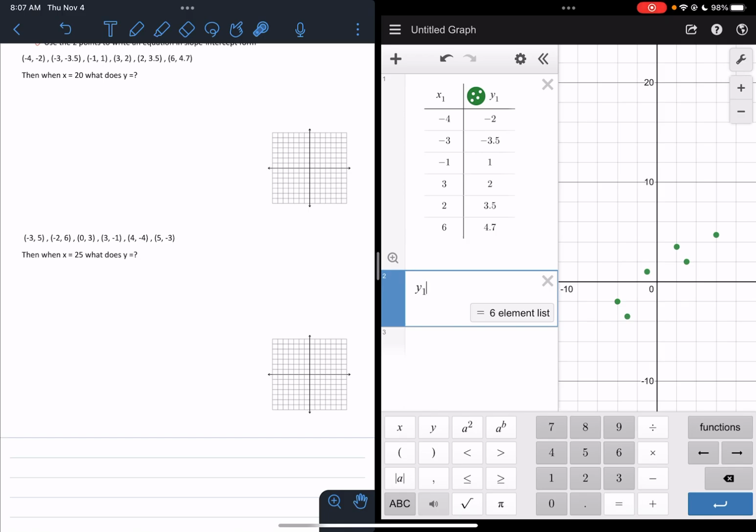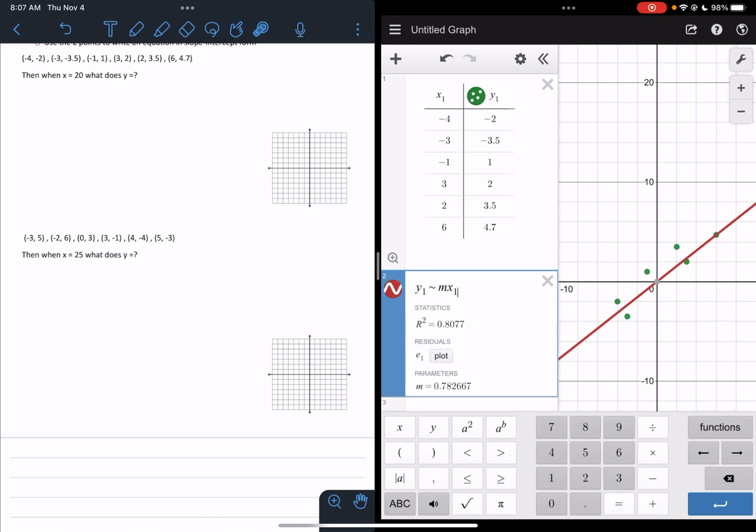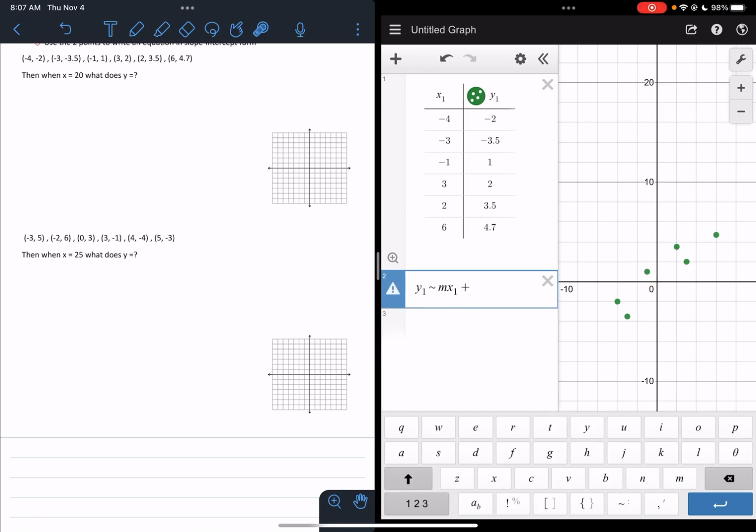And then I want to put this squiggle, which again is in this little ABC button that I have there on the keyboard. And then what I'm going to put is m x sub 1, and then plus b. If you are having trouble doing this, just grab me and I'll help you do it. Again, if you can copy and paste the y1 and the x1 and put them in there. But this is y equals mx plus b. m is my slope, b is my y-intercept.